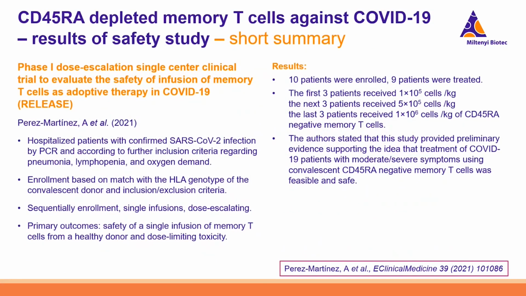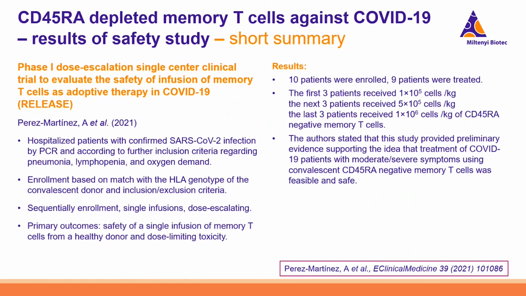Recently, the use of CD45RA depleted memory T cells in the treatment of COVID-19 patients has been reported by Antonio Paris and his co-workers within a phase 1 clinical trial. Eligible participants were hospitalized patients with PCR-confirmed SARS-CoV-2 infection and, according to further inclusion criteria regarding pneumonia, lymphopenia, and oxygen demand. Enrollment was based on match with the HLA genotype of the convalescent donor and according to inclusion-exclusion criteria. Single infusions were applied in a dose-escalating manner. 10 patients were enrolled and 9 patients were treated.